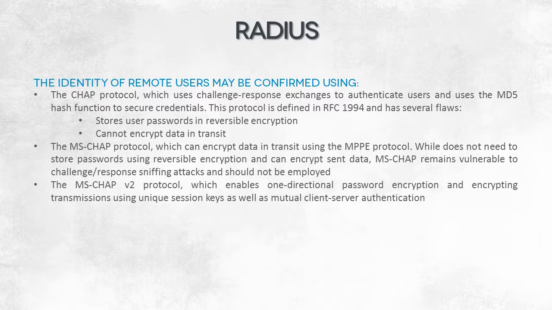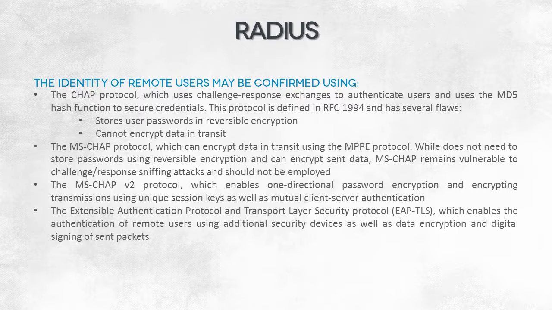Mutual authentication is available only in MS-CHAP version 2. This protocol allows you to store reversibly encrypted passwords. MS-CHAP version 2 is the least secure protocol among those that we should use in practice. In every possible case, and there are many, you should use the Extensible Authentication Protocol, EAP, in one of the available modes, for example, the TLS mode.